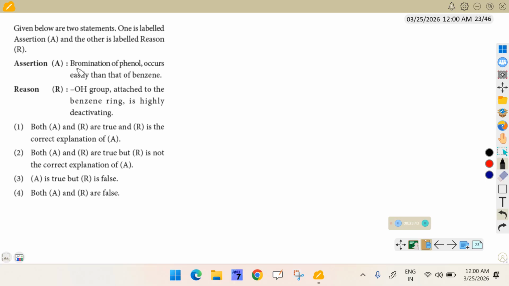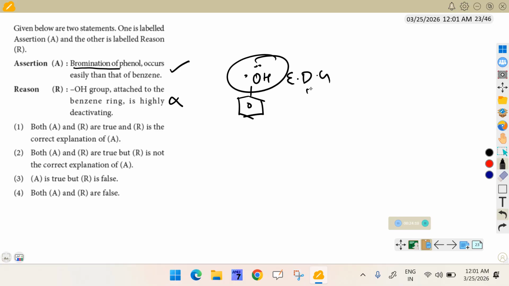Assertion: Bromination of phenols occurs more easily than that of benzene. Correct. Reason: The OH group attached to the benzene ring is a highly deactivating group. Wrong. Why? Because the OH group attached to the benzene ring acts as an electron donating group. Electron donating groups are ring activators. So A is true, R is false.